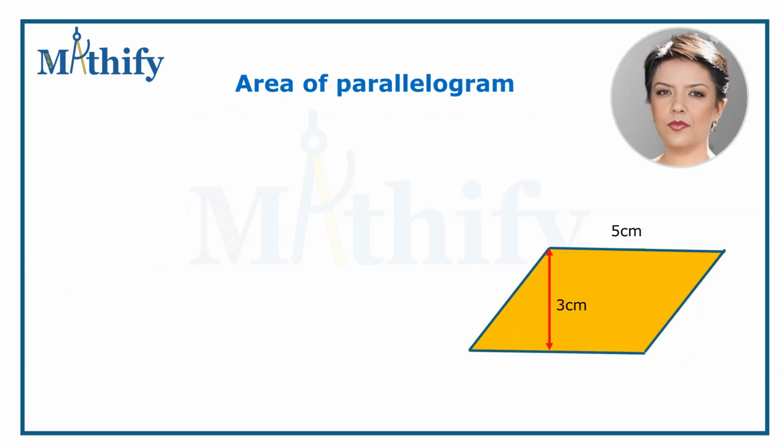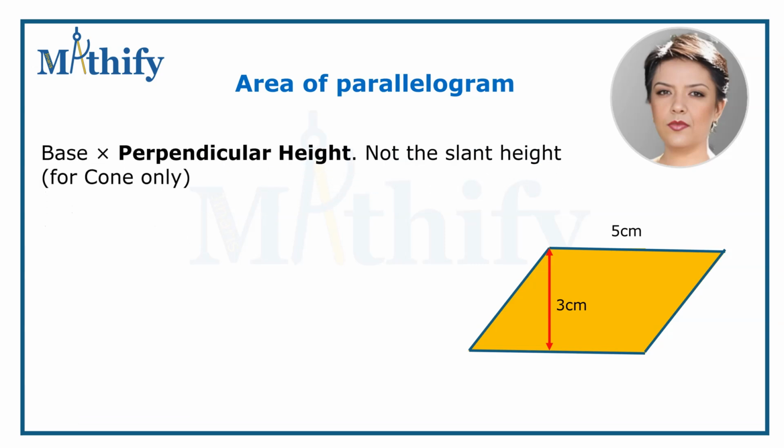Area of a parallelogram. What is the formula for area of a parallelogram? So the formula is base multiplied by perpendicular height. Be careful, not the slant height. The slant height is used for cones only. So keep an eye on that and don't get confused. So to work out the area of a parallelogram, area is equal to base times perpendicular height.